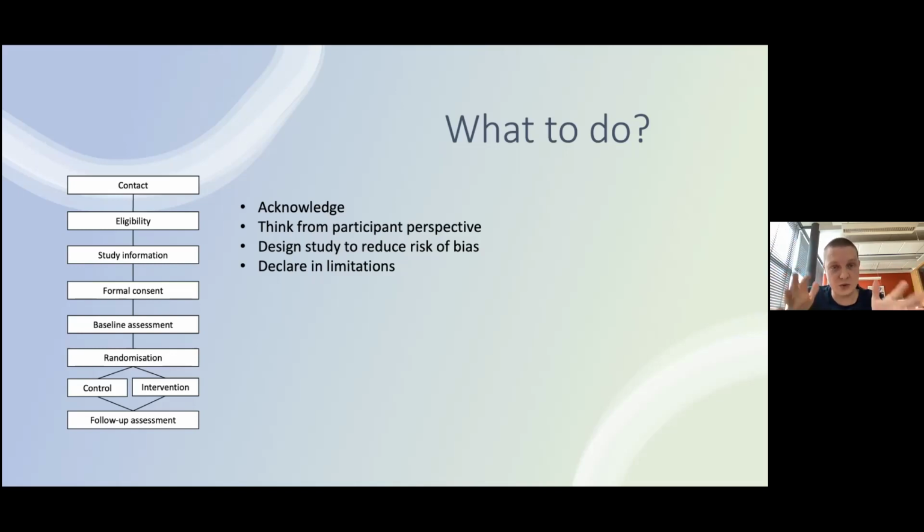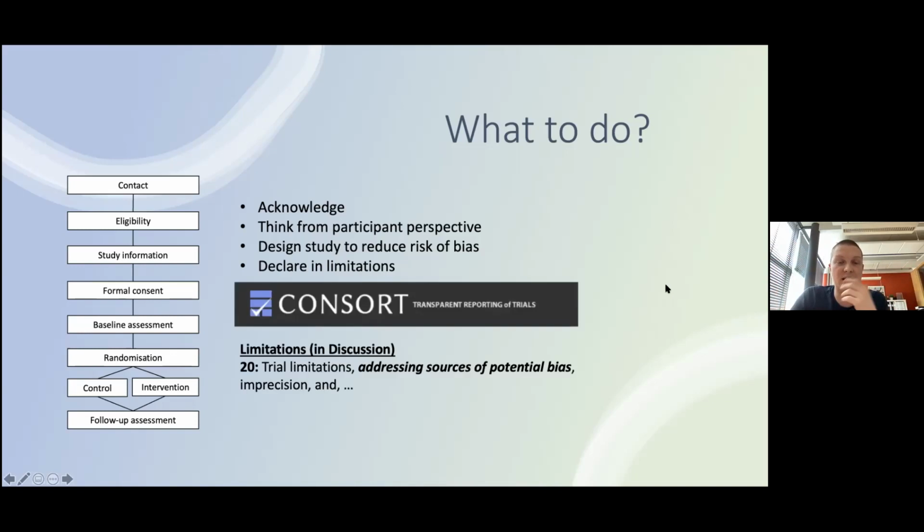That's always good. We should always try to do that. That's nothing new. And as Consort says, then we should declare in the limitations potential sources of bias. I think this is good. It's a good first step, but it's not enough. I think we really should be doing more. We should be doing much more than this.